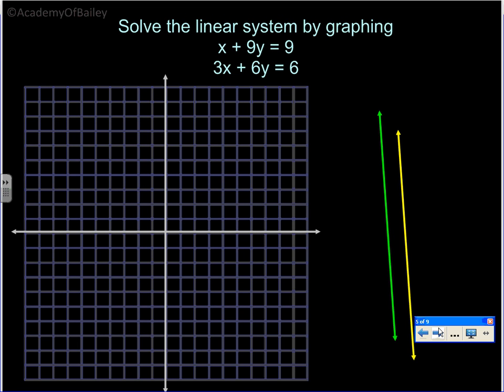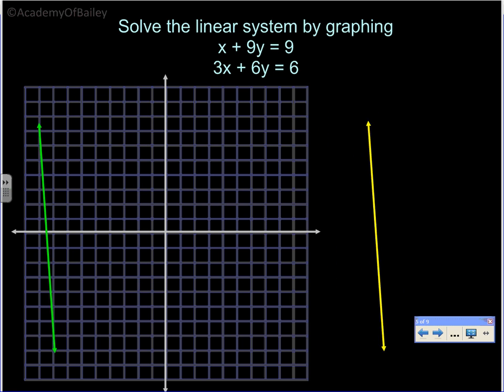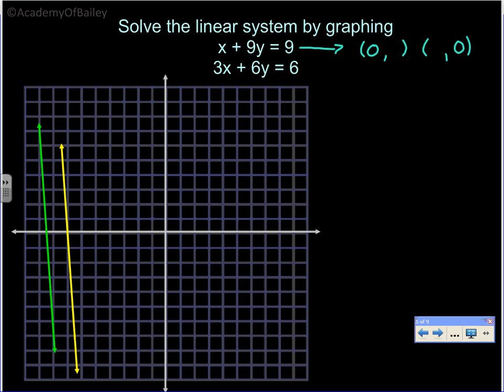This one right here: x plus 9y is equal to 9, and 3x plus 6y is equal to 6. I know that if I look for intercepts, I can find intercepts fairly quickly. So for the first one, if we let x equal 0, what's y going to be equal to? So if we let x equal 0, that's 0 plus 9y is equal to 9. That cancels out. So how do we get y by itself? We divide by 9. So y is equal to 1.